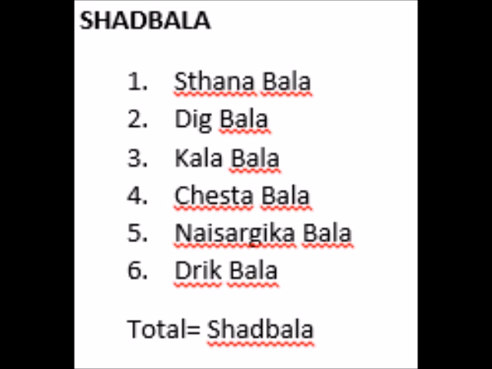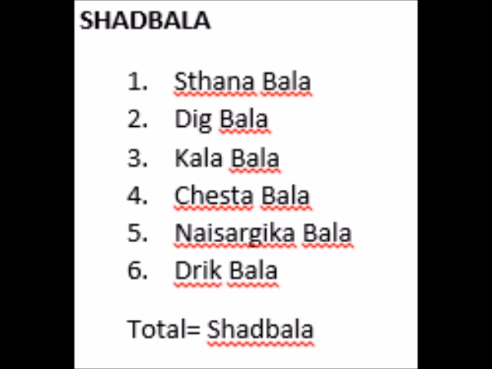So Shadbala is calculated by six kinds of balas or strengths, like its name suggests, six-fold strength. When we add these six types of balas, the Shadbala value comes in, which is the value of all these six strengths. So these balas can be broken down. The first is Sthana Bala. Sthana in Sanskrit means place.